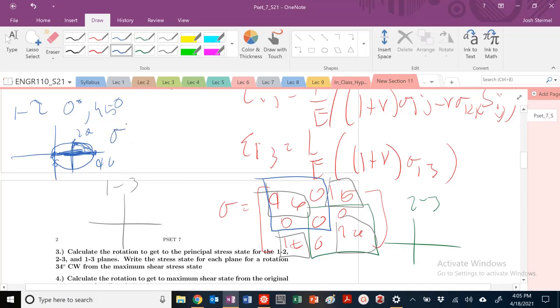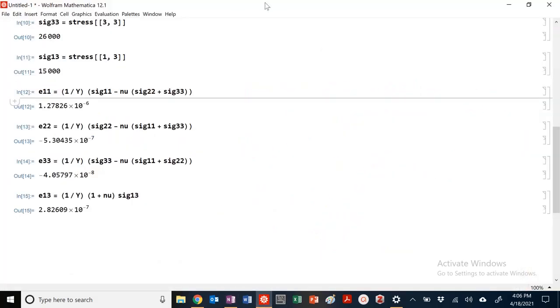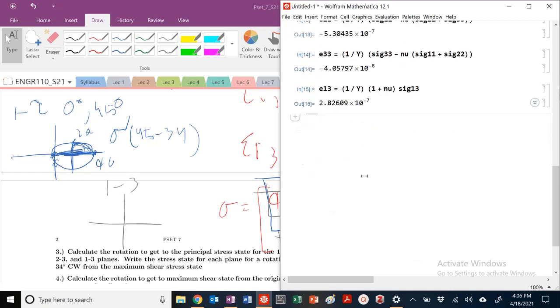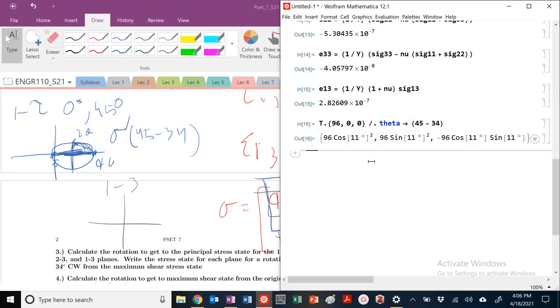So I need to find out what's my new stress state at an angle of 45 minus 34. I could do that pretty straightforwardly. So let's bring this over here to the side. I'm just going to do my stress tensor here. So I know that I've got 96, 0, and 0, because those are my values, slash dot theta goes to 45 minus 34. And let's look at this. Voila.